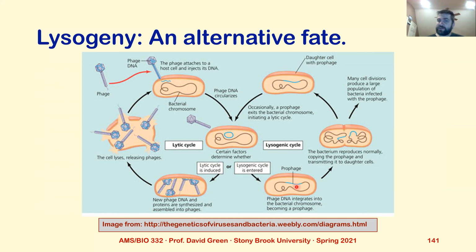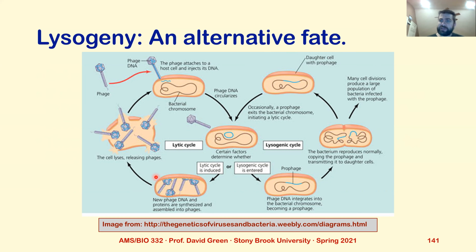And the bacteria just goes along, reproducing, living normally, perhaps many, many cell divisions, where each of these daughter cells, progenitor cells, have the prophage, the phage DNA sitting inside their genome. And occasionally, due to random chance, but more often triggered by a stress event, there can be a switch back into the lytic cycle.